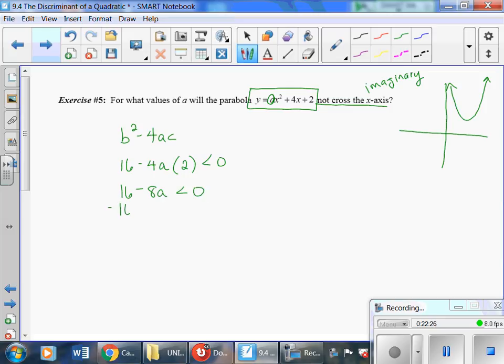I'm going to subtract 16 from both sides. So I get negative 8a is less than negative 16, and I divide both sides by negative 8. And beware, because when you divide by that negative, every sign changes. This negative 8 becomes a positive 1a. The sign changes, and it becomes a positive 2. So a has to be greater than 2 in order for that to be a quadratic that has imaginary roots.